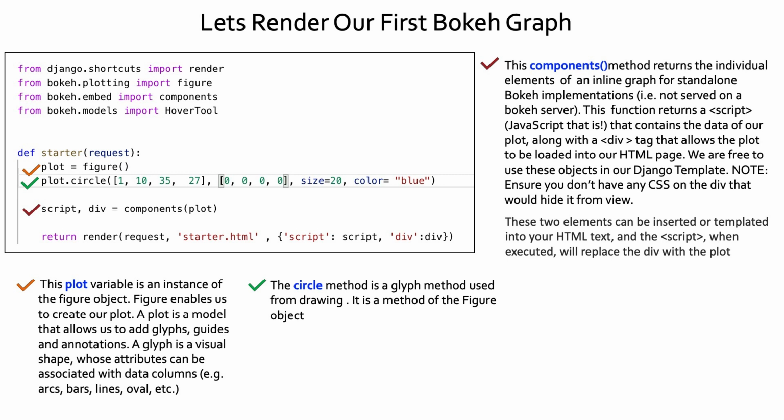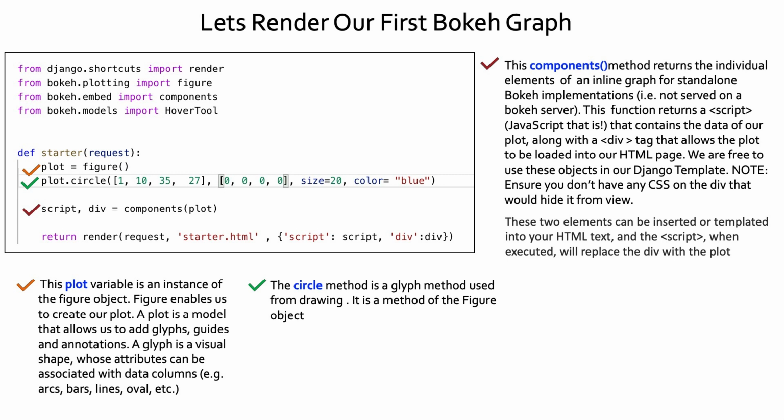Note this though. The first time I did it, I plugged this into a template where I had some CSS, and for some reason I had the div be white, so it didn't render anything. So make sure you don't have any CSS statements against your div right now. Okay, let's leave that alone. These two elements can be inserted or templated into your HTML text, and the script, when executed, will replace the div with the actual plot.